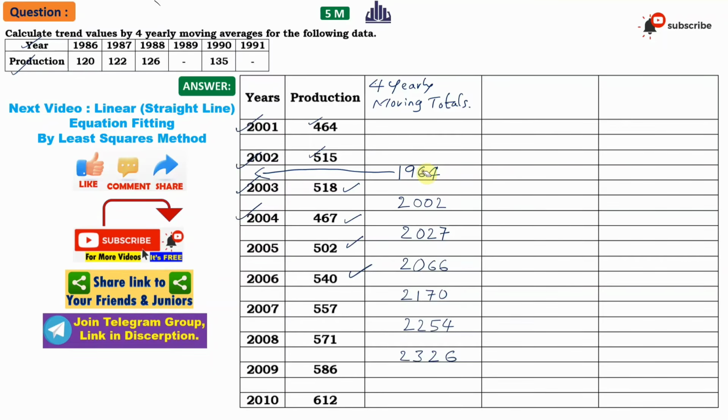It's not matching with the given time periods. That's the reason, once again, we will have these two values addition, and at the mid of these two, we are going to write this total. That will be referred to as 2 item moving totals. So these are the items which we are referring. So 2 item moving totals, when we calculate 1964 plus 2002, that is resulting in 3966. That is to be written mid of these two.